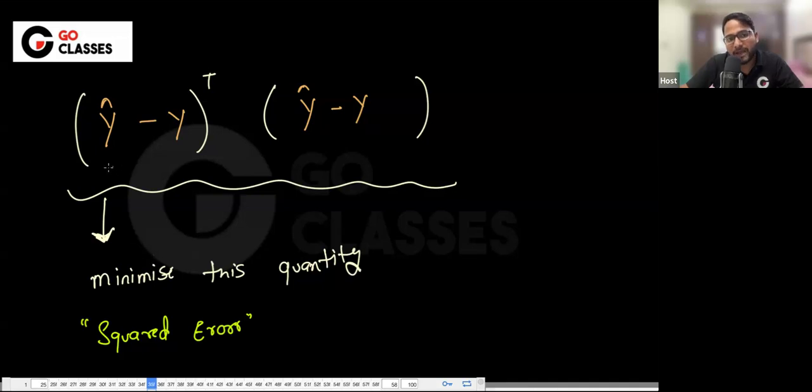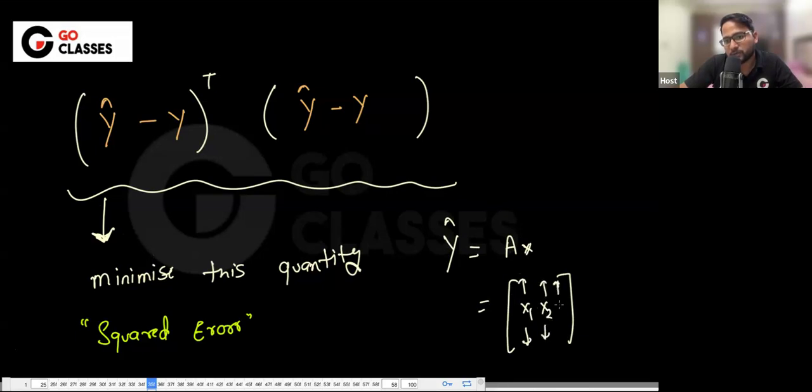Now this y cap, if you want, you can further write it as A into x. These terms might be a little confusing, but here this x is the coefficients. So here it will be x1, this is x2. For example, let's suppose this is 1, and this will be your c1, c2, c3, right? So basically, you have the predicted one, you have the real one.